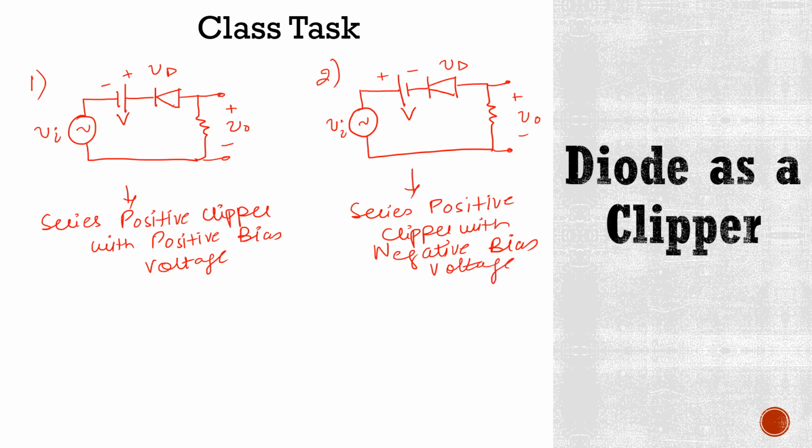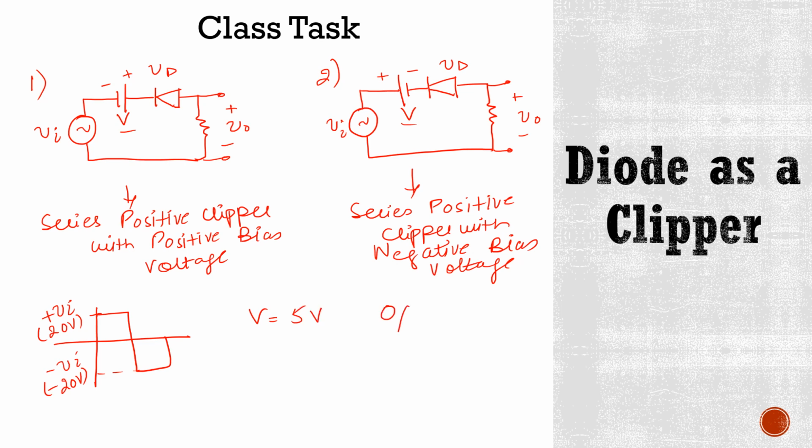If you have a square wave input signal which is like this, where this is plus Vi and it is 20 volts, and this is minus Vi and it is minus 20 volts, and this battery here V is 5 volts, then what would be your output waveform for circuit number 1 and circuit number 2? So this is your class task.